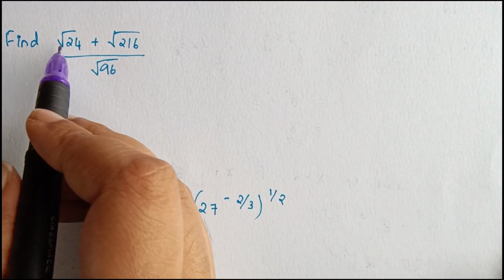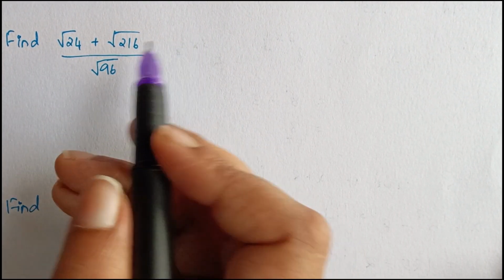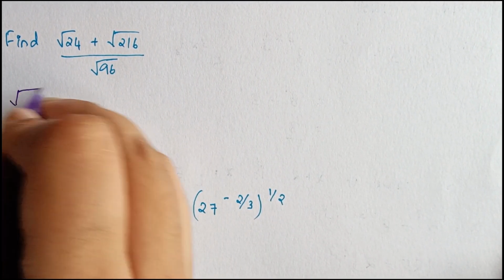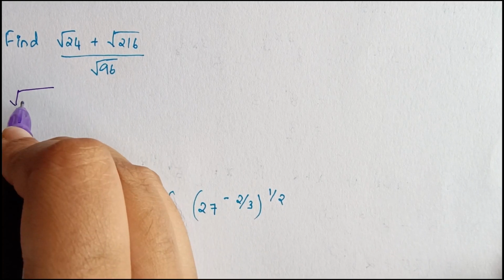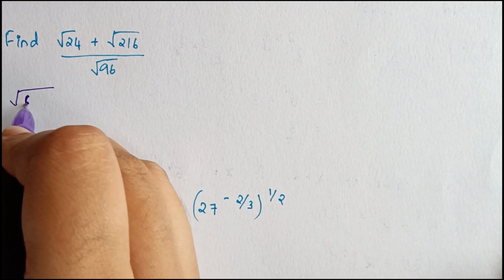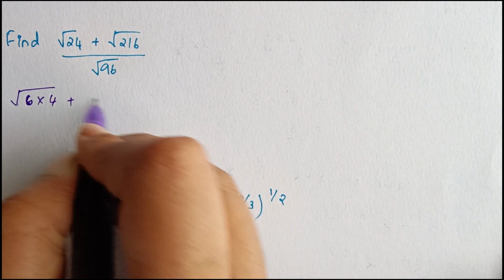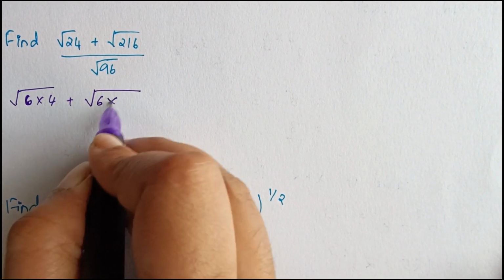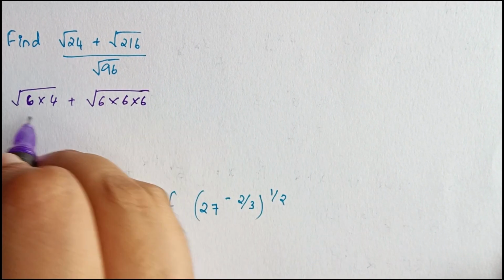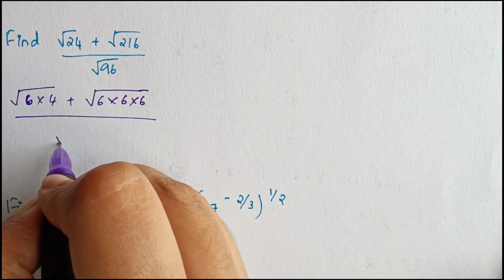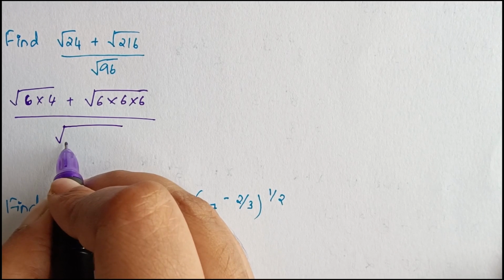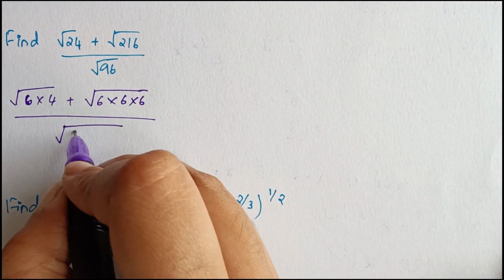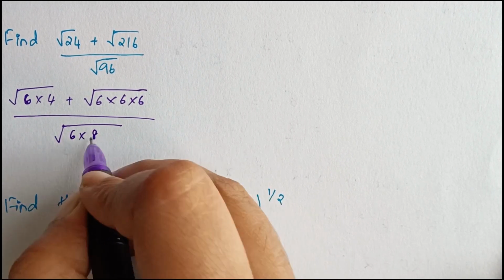Find root of 24 plus root of 216 divided by root of 96. So we can write root of 24 as root of 6 into 4 plus 216 is actually 6 cube. 6 into 6 into 6 divided by 96. You can write it as 48 into 2. 48 is 8 into 6.